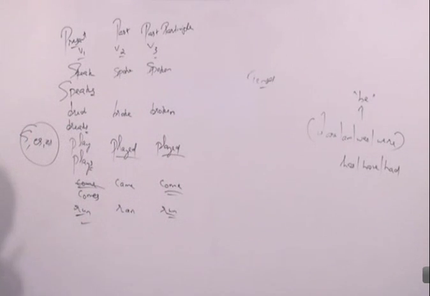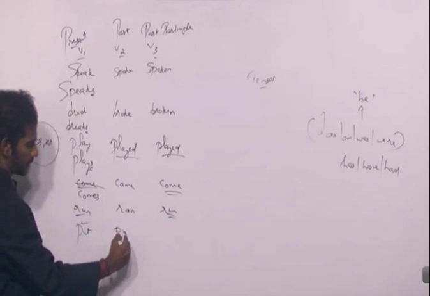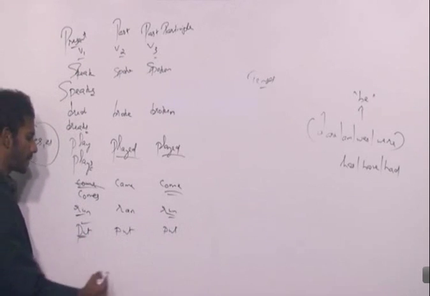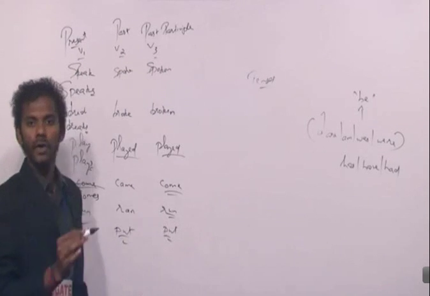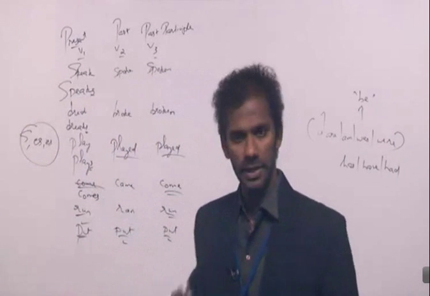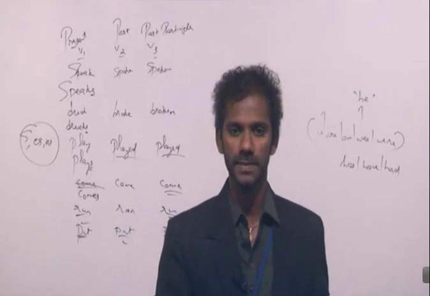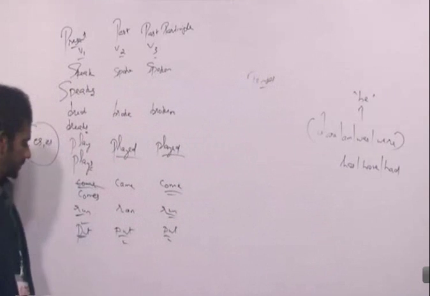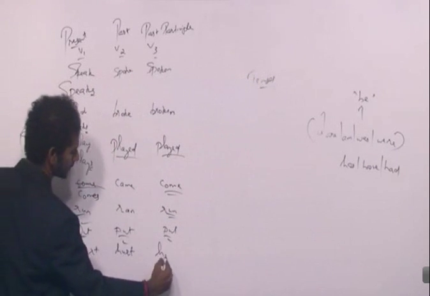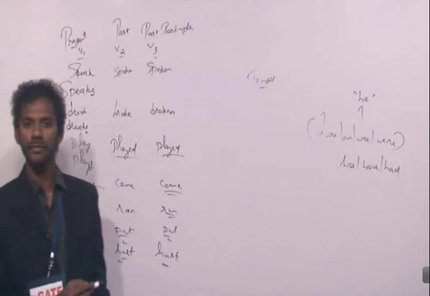If I say put, put, put. Here, the V1 form, V2 form, and the V3 form are the same. So it's put, put, put. So based on the rules, you must be able to identify whether the word put in a sentence is V1 or V2 or V3. Clear? Hurt. Same thing. Hurt, hurt, hurt. Here also the V1 form, the V2 form, and the V3 form are the same.